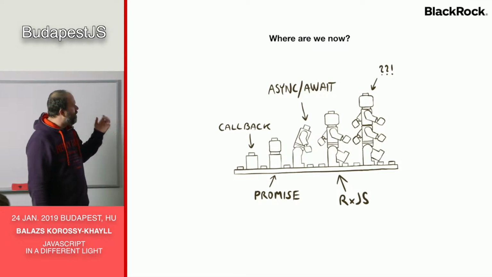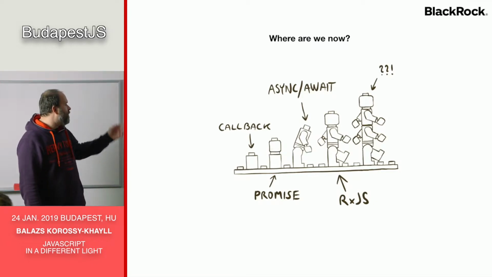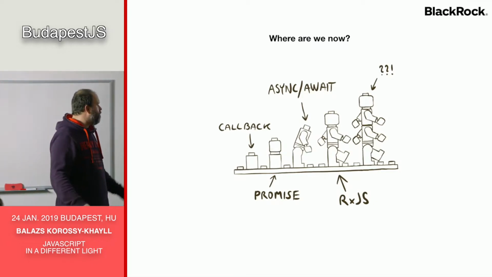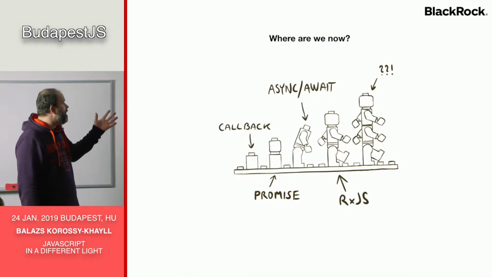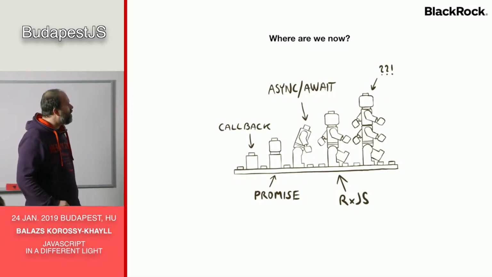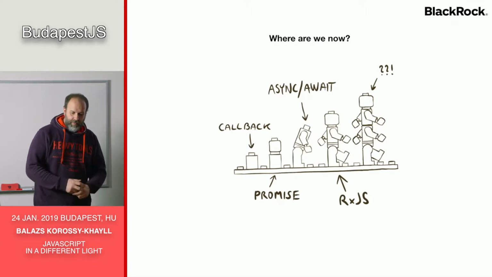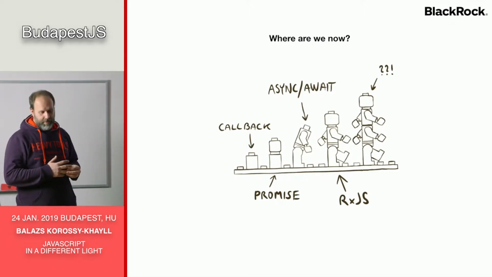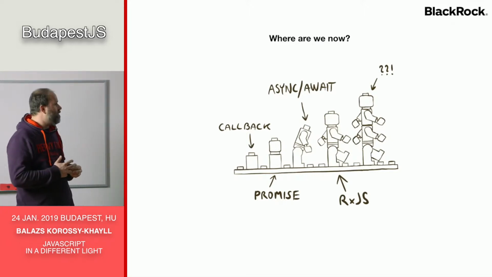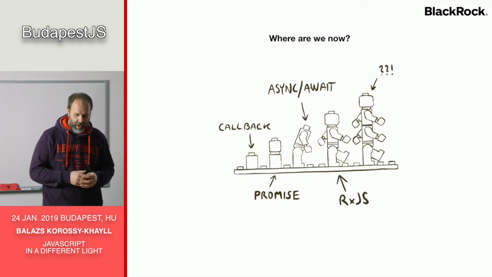So where are we now? Well, at first we had callbacks, then we had promises, then we have async await, which is still a pretty cool thing. And then we have this reactive programming concept. RxJS is just a library, and it's not part of the language, but it's widely used in frameworks, for example, Angular.